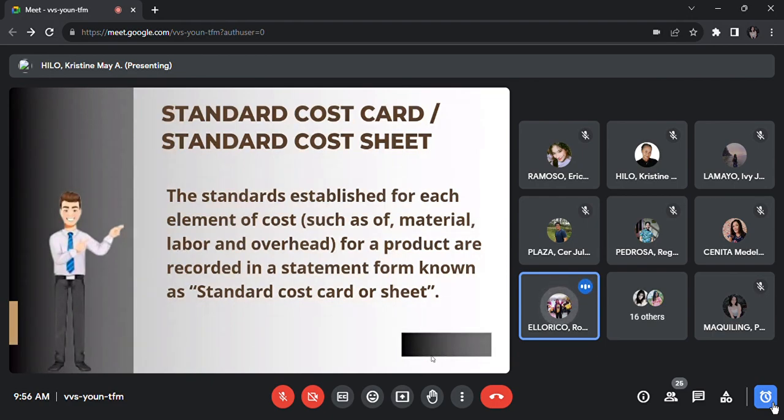So pag sinabing direct materials, it refers to the materials na ginagamit to create a product, while direct labor refers to the employees' work to produce the product. While the manufacturing overhead includes indirect costs such as the electricity required to power your facility.